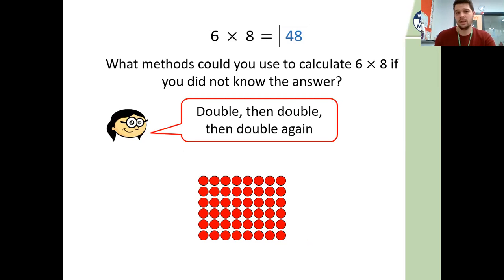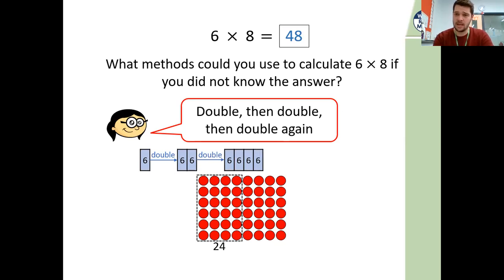This girl here knows that if you double 2, you get 4. And if you double 4, you get 8. So she just used her knowledge of doubling. Another method that I really like. So here we go. Double 6 is 12. So that would be 6 times 2.